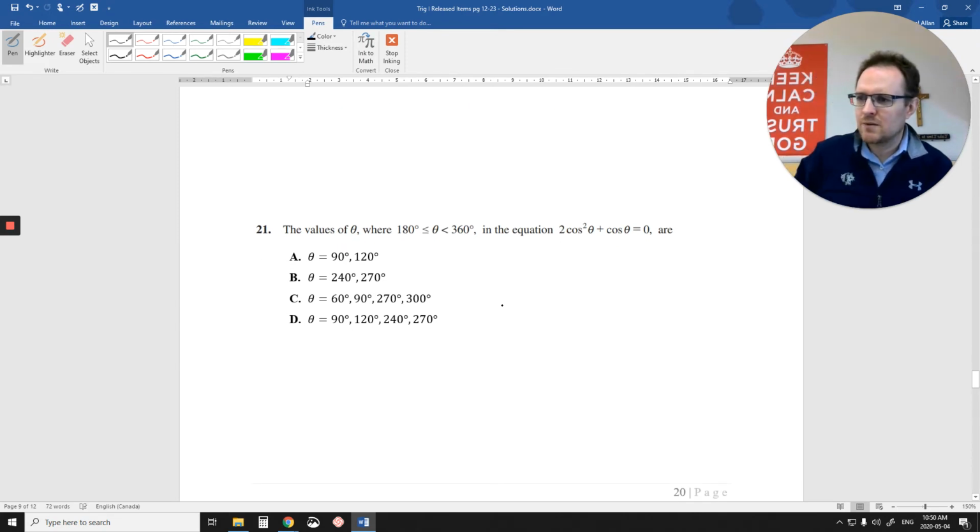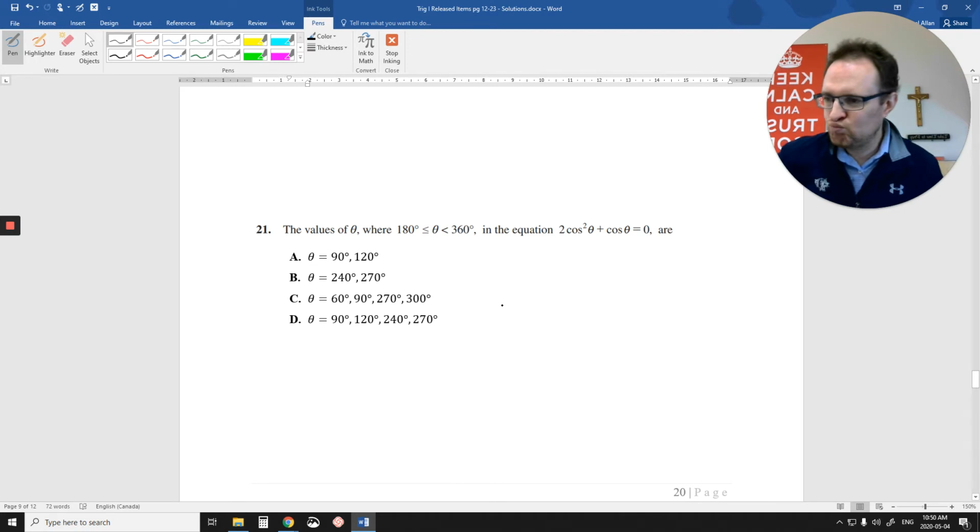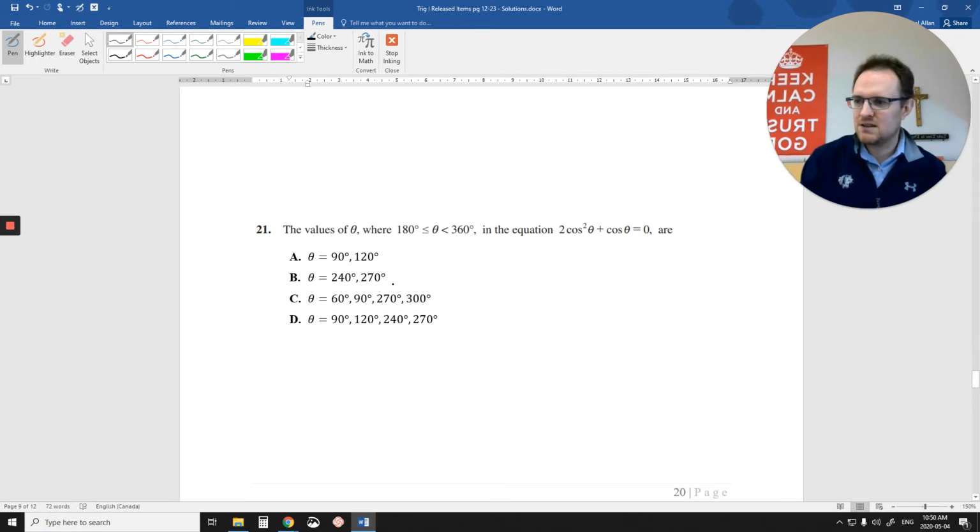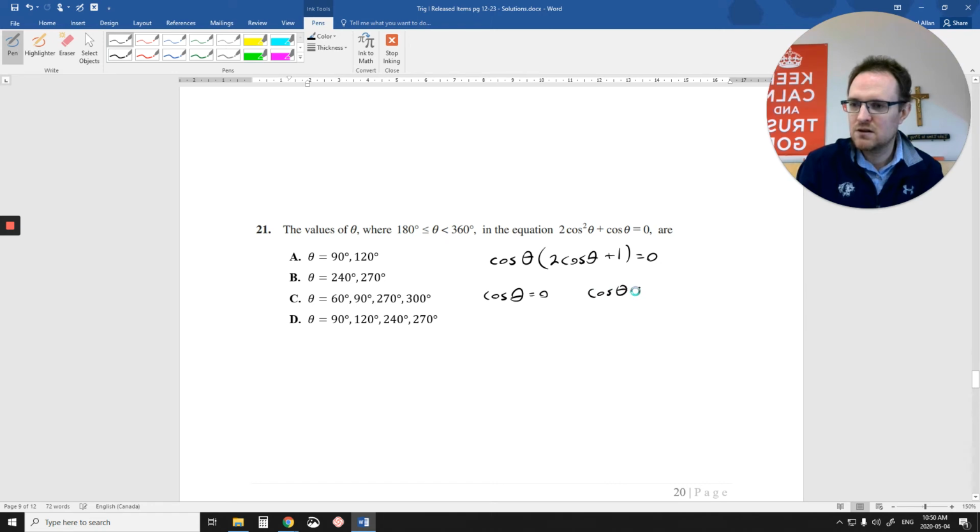Here we are. We want to determine the values or solve this one. Now you could solve these, like this is multiple choice. You could just solve these graphically if you wanted to, but I'm solving these algebraically. So I'm going to factor out the cos. Remember, when you factor out, you're dividing. So cos divided by cos is going to be 1. And then you're going to solve both of these. When is cos equal to 0? And when is cos equal to negative 1/2?